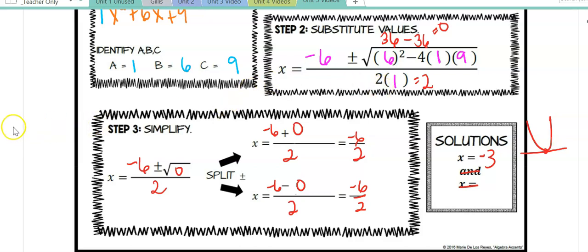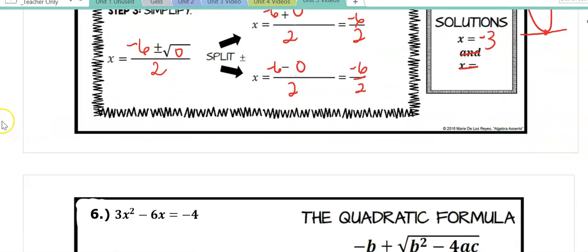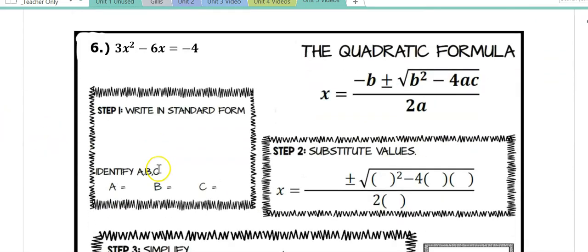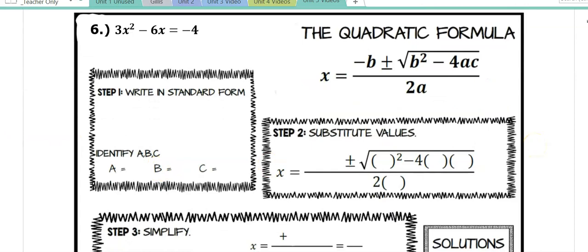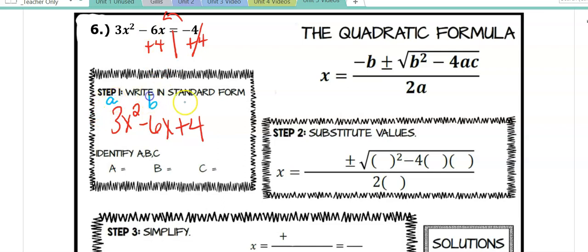Okay, so now we're going to scroll it down. Are you ready? We're going to go to our next one. All right, number 6. So the first thing I need to do is set it equal to 0. To move that minus 4 over, I'm going to do the opposite, which is plus 4. Doesn't have the same last name as anybody, so that'll be 3x squared minus 6x plus 4. Make sure you put them in the proper order, your B and C in the correct way. And then we're going to label our A, our B, and our C. Okay, A is 3, B is negative 6, and C is 4.